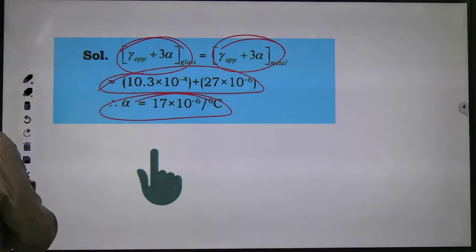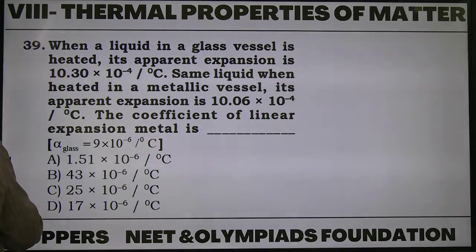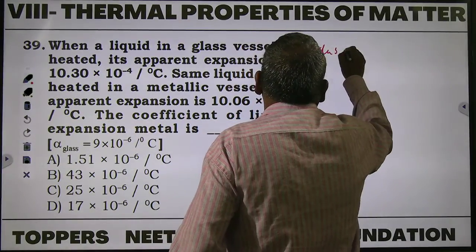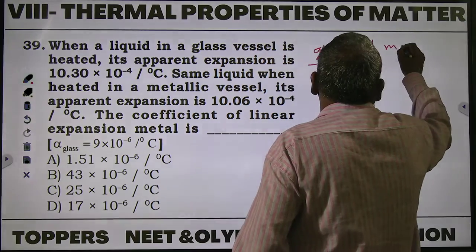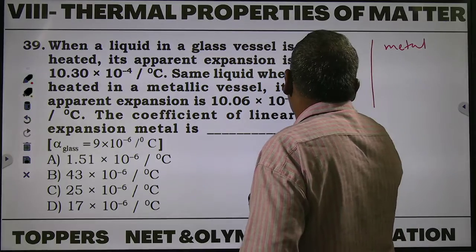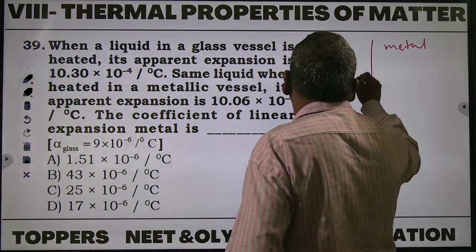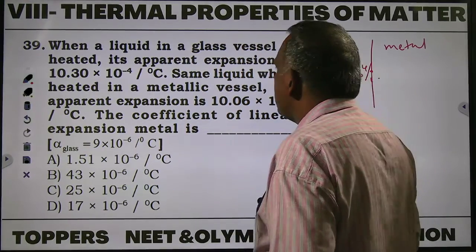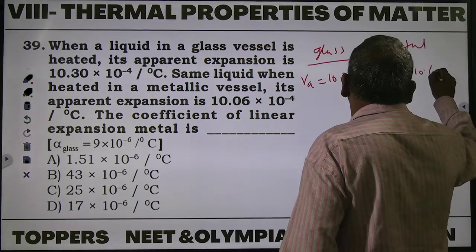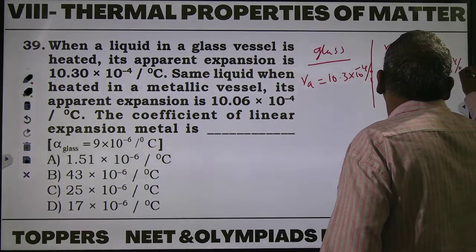Here we will solve it. There is a glass vessel and a metallic vessel. The apparent expansion of the glass vessel is 10.3 into 10 power minus 4 per degree centigrade, and for the metal it is 10.6 into 10 power minus 4 per degree centigrade.